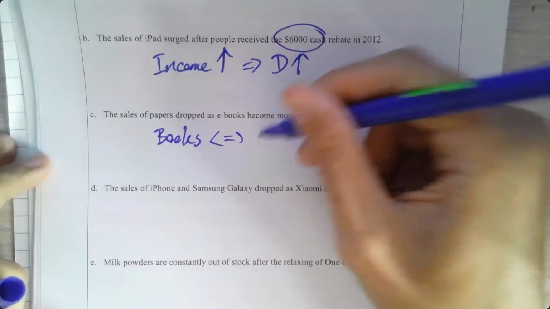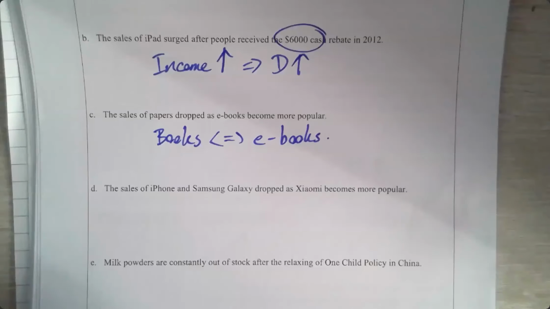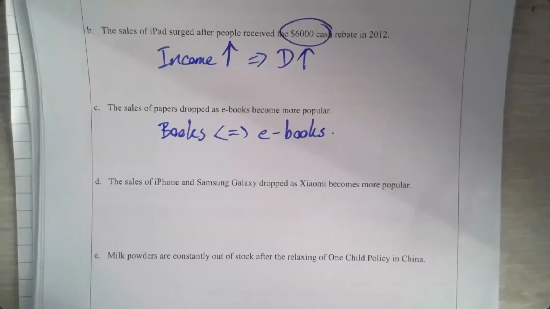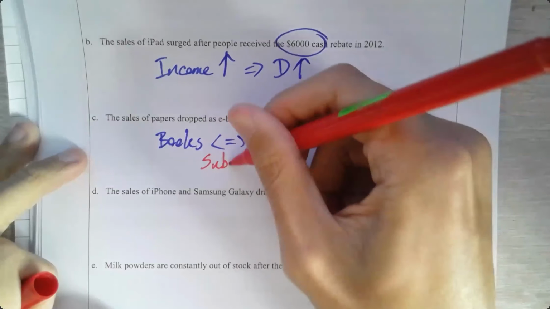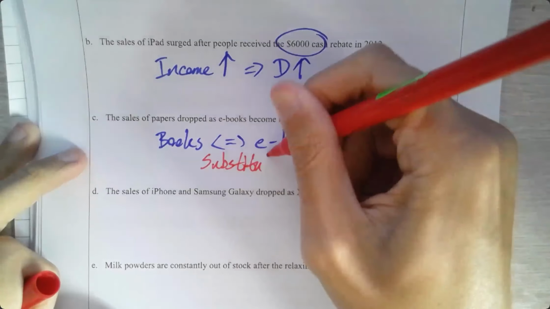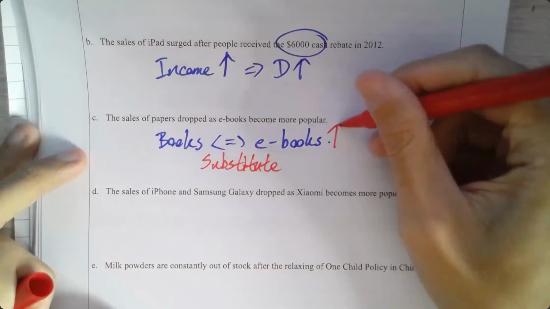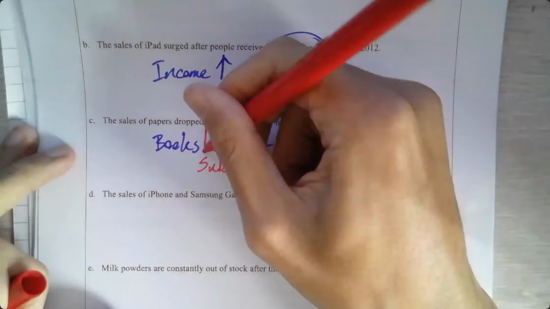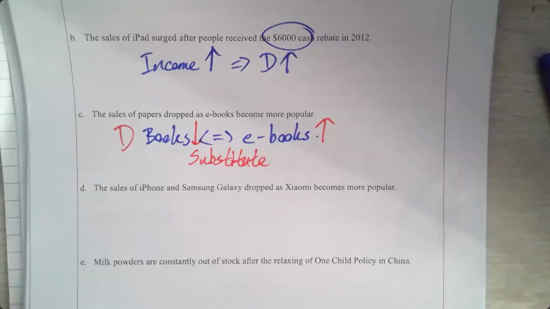Books and e-books. Okay, what are they? 你有 e-book 使唔使睇書啊？使唔使睇硬皮書啊？唔需要喎。So we call it a substitute relationship. Now e-books becomes more popular. Therefore, the demand for book would decrease. Okay, this is a change in demand.